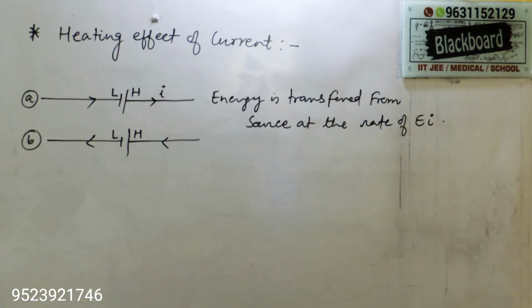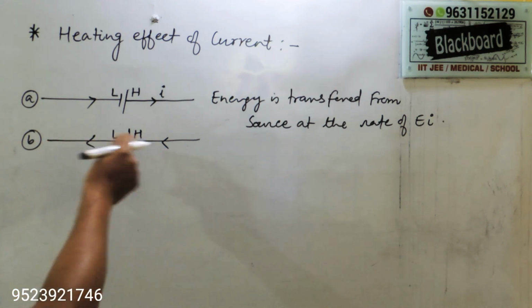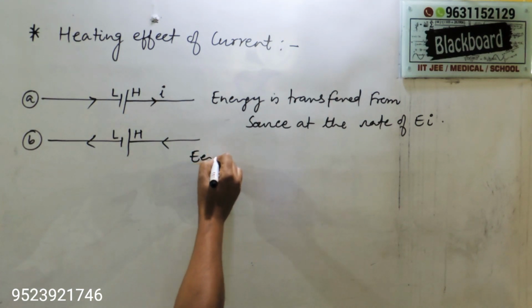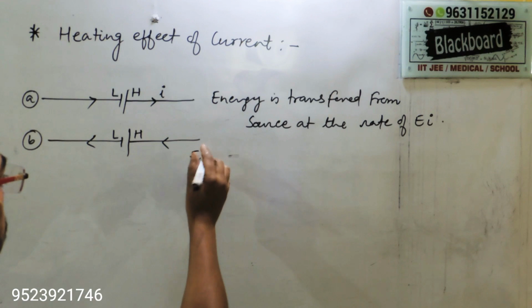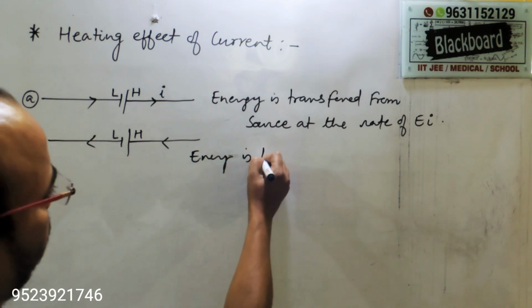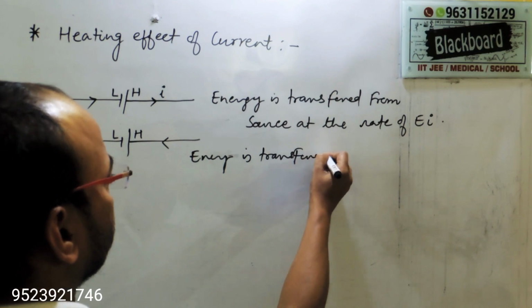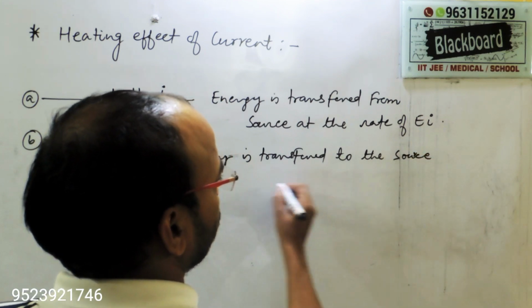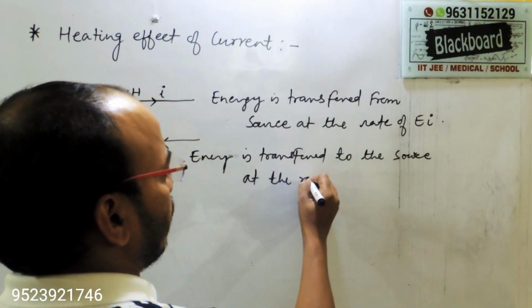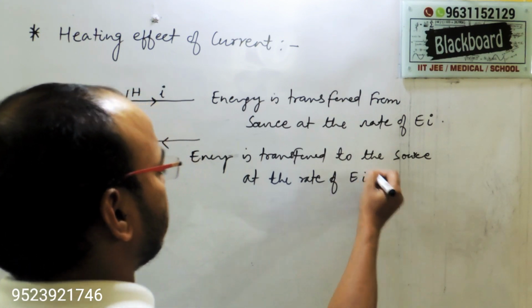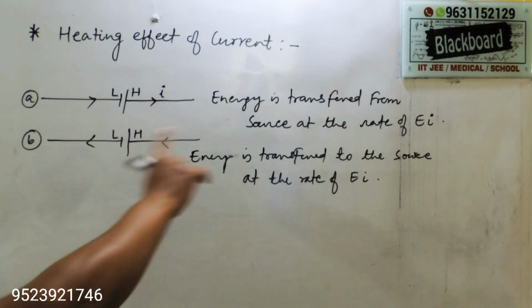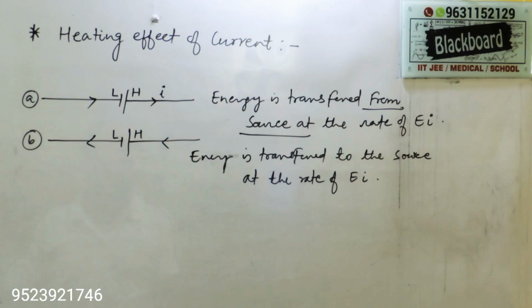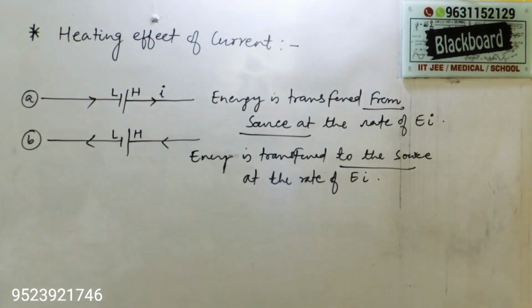And in the second figure, figure B, current is passing in this direction. This is higher to lower. Here energy is transferred to the source at the rate of EI. In the first case, energy is transferred from the source. Remember, here it is from the source, and here it is to the source.